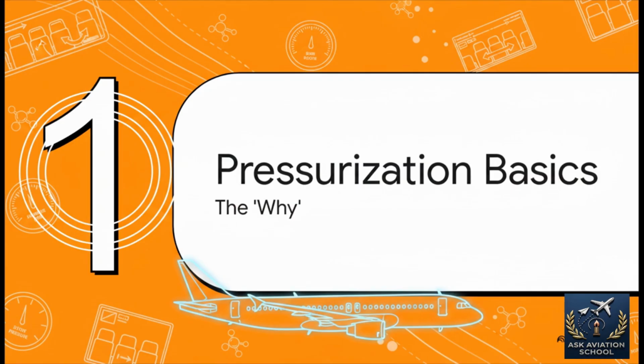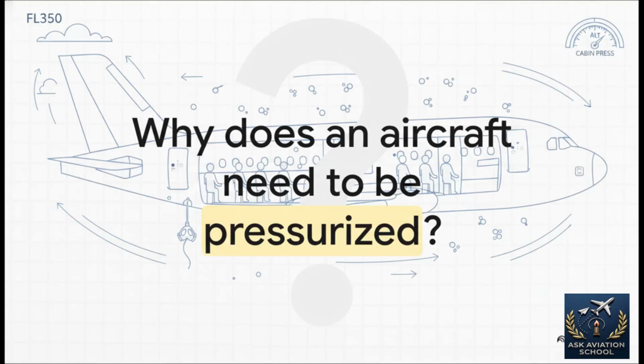Okay, first things first, let's really get to the heart of why the system is so critical on a modern airliner. So picture this. We're climbing up to, say, 35,000 feet. The air outside is incredibly thin. There's just not enough oxygen up there for us to breathe. That's where the pressurization system comes in. It basically creates a safe, breathable bubble inside the aircraft, making sure everyone on board is safe and comfortable.